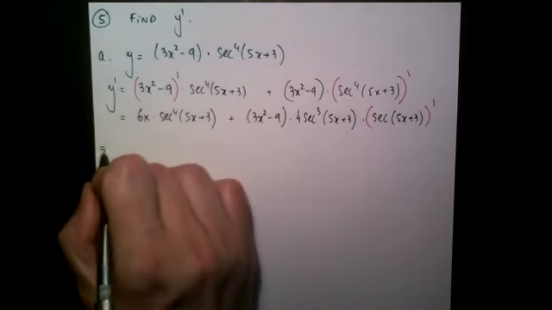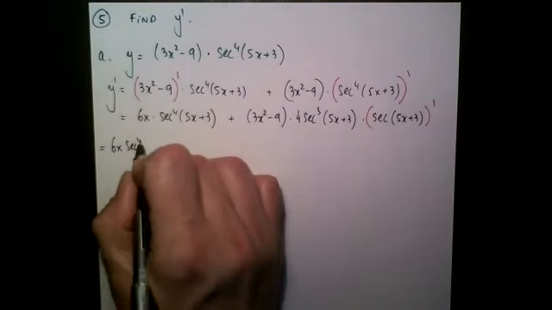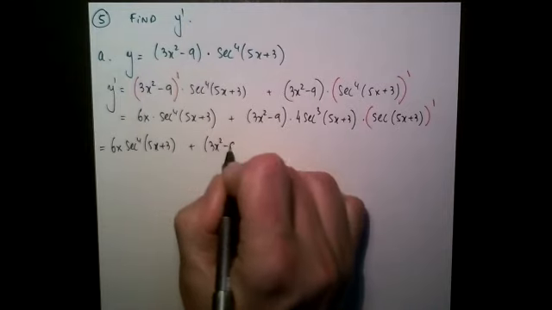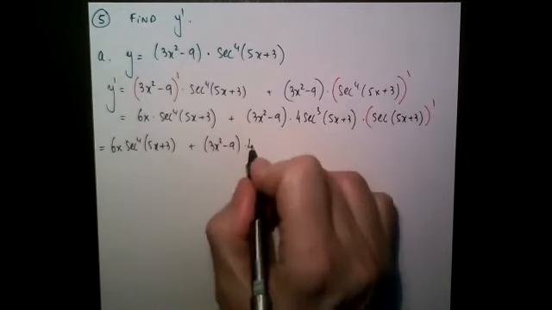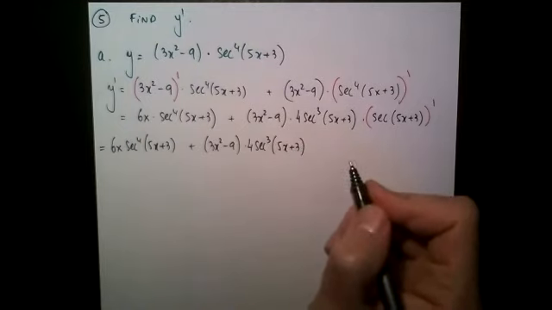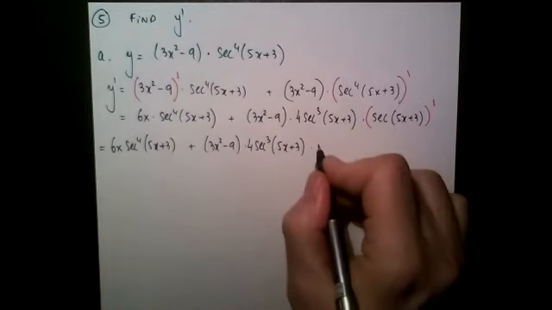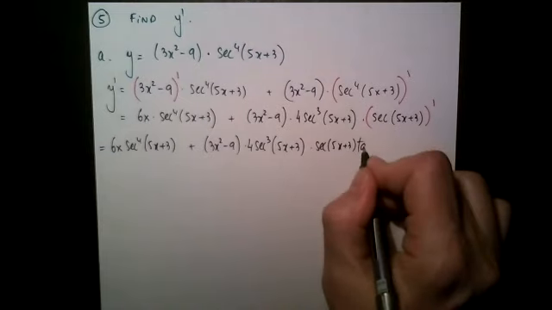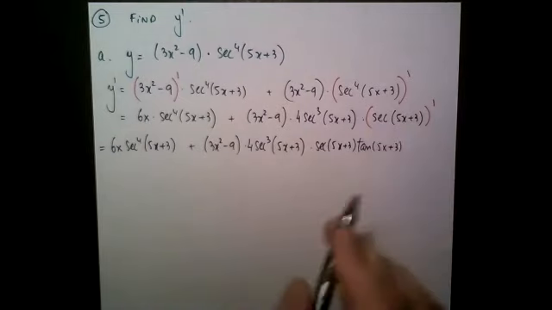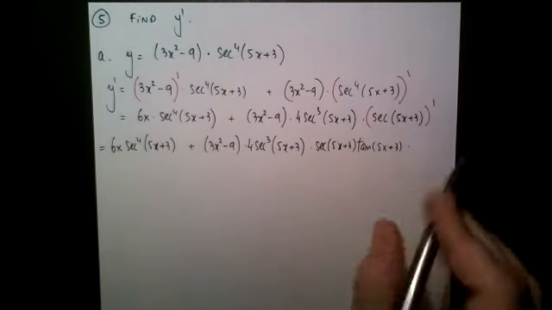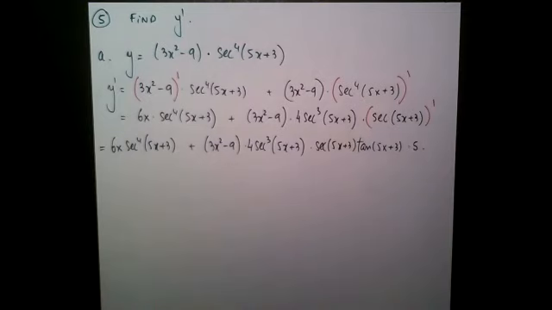Okay, so let's go. Equals 6x secant⁴ of (5x plus 3) plus (3x² minus 9) times 4 secant cubed of (5x plus 3) times the derivative of secant, which is secant of (5x plus 3) times tangent of (5x plus 3), because the derivative of secant is secant times tangent, and now times the derivative of 5x plus 3, which is 5. Okay?